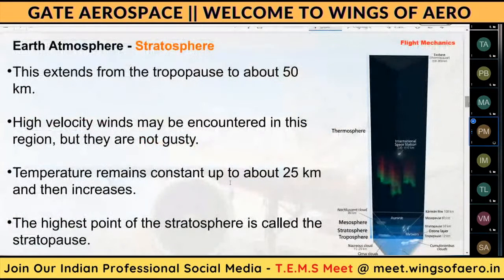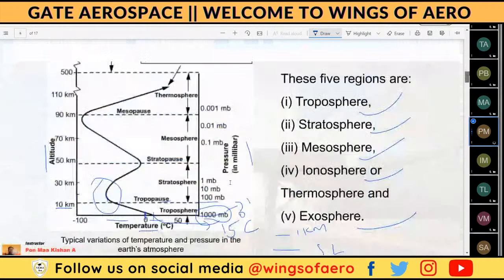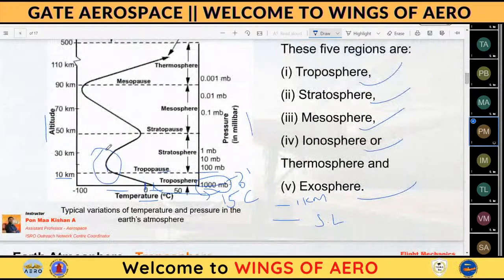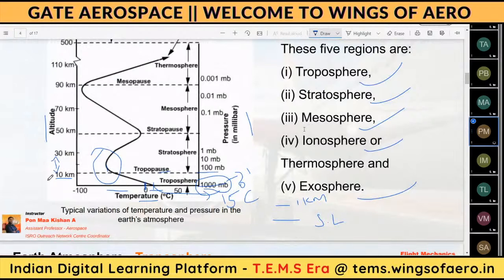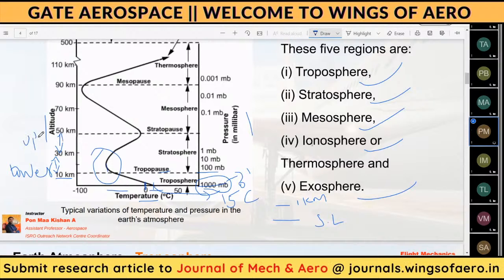So the second layer is the stratosphere. It extends up to 50 kilometer. The stratosphere is also divided into two different categories: 10 to 30 will be called the lower stratosphere, whereas 30 to 50 will be called the upper stratosphere.